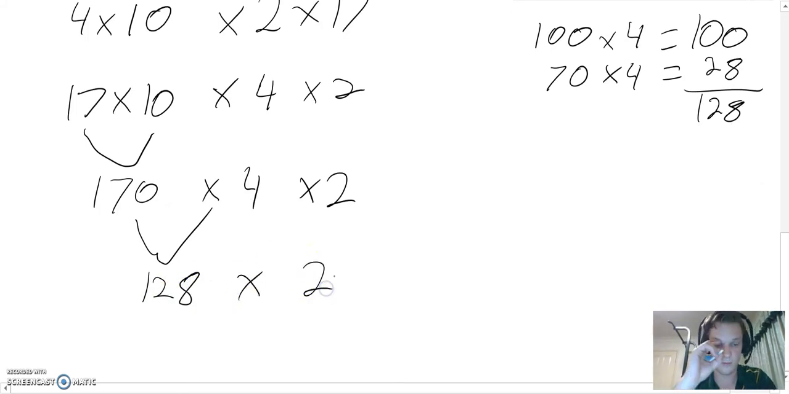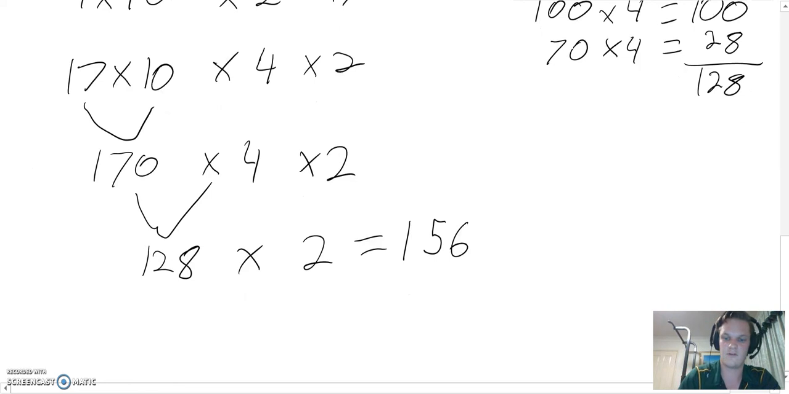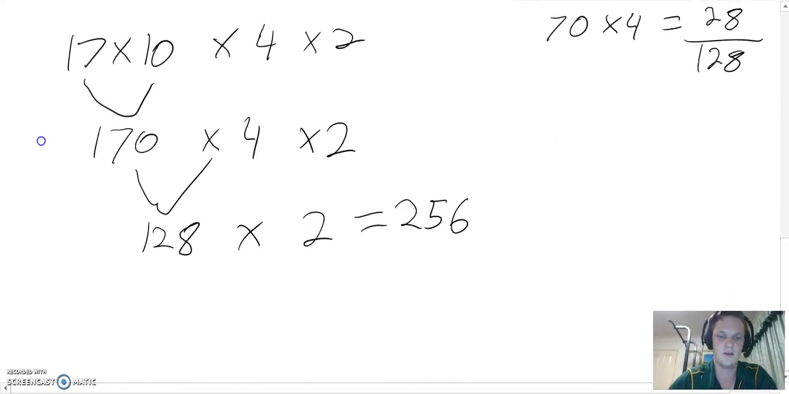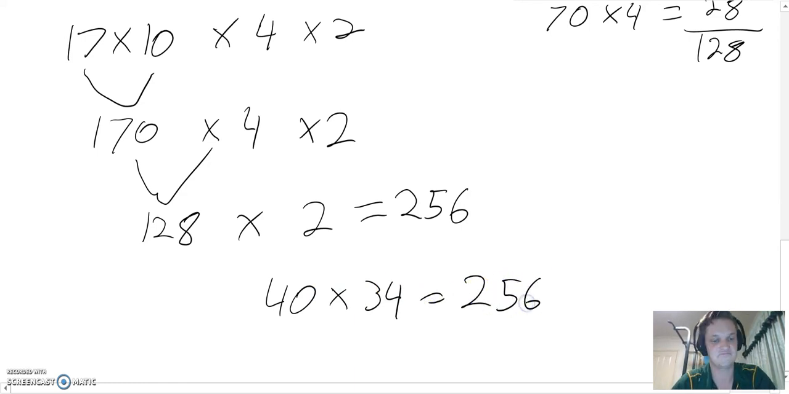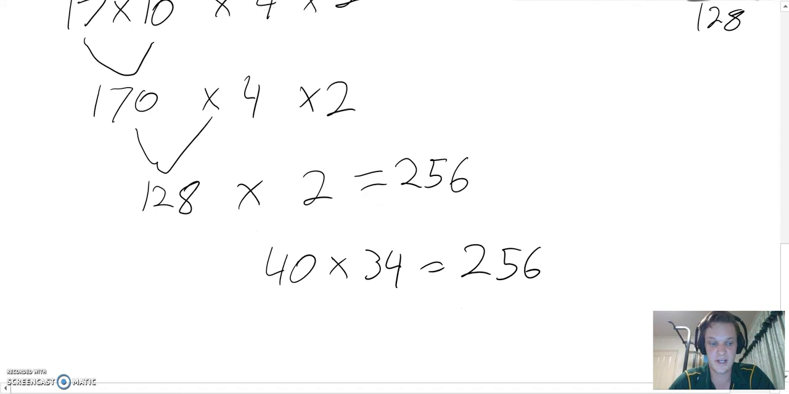Then that is times 2. I'm pretty sure we can all double that. So 8 times 2 is 16, double 2 is 4, plus 1 is 5... I've not done that right. So what was our sum? 40 times 34 equals 256. Once again, I've done a pretty tricky sum just using simple math off the top of my head.